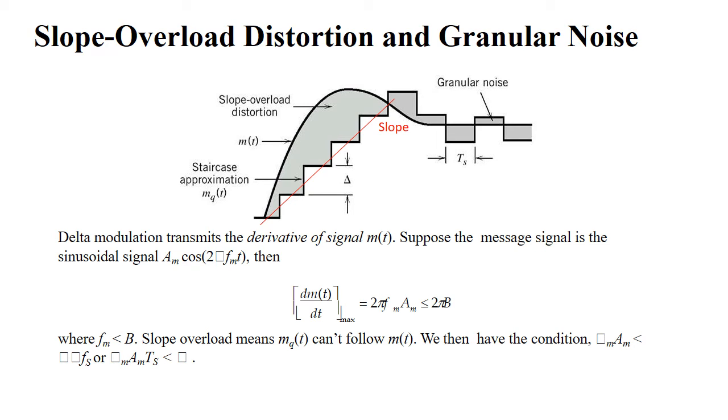The next one is granular noise. Here we have used a sinusoidal signal, that is Am cos(2 pi fm t). So the maximum of dm(t)/dt is equal to 2 pi fm Am, which is less than or equal to 2 pi b, where fm is less than b. So slope overload means mq(t) cannot follow the m(t) values.